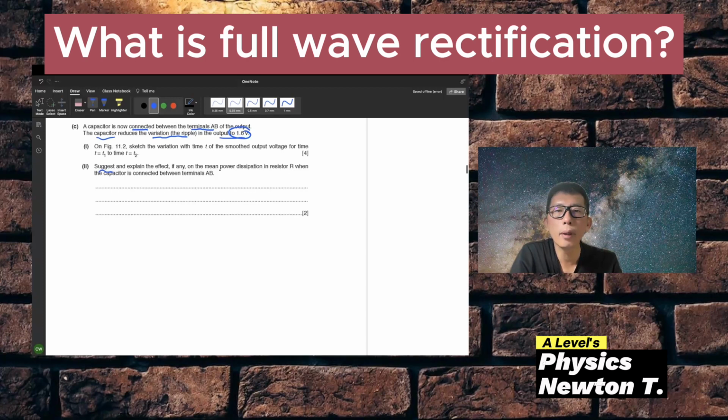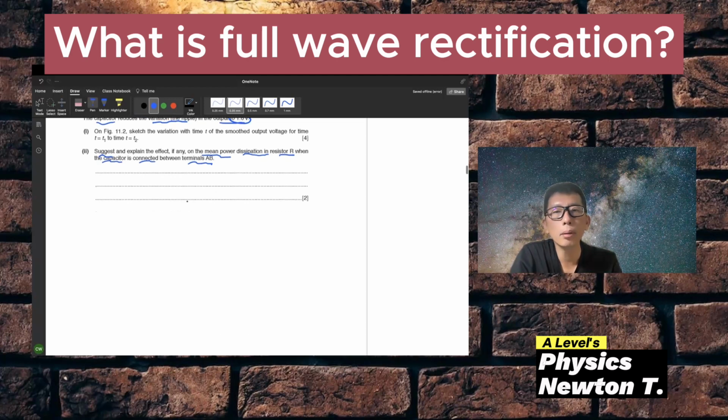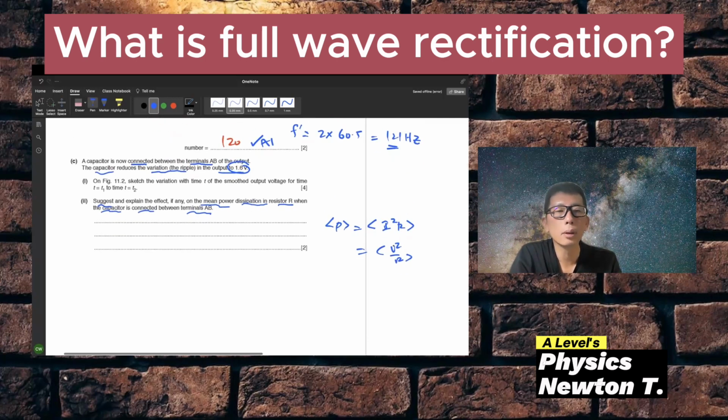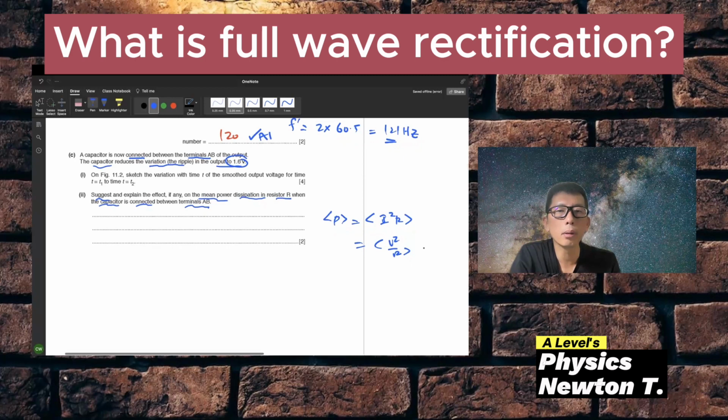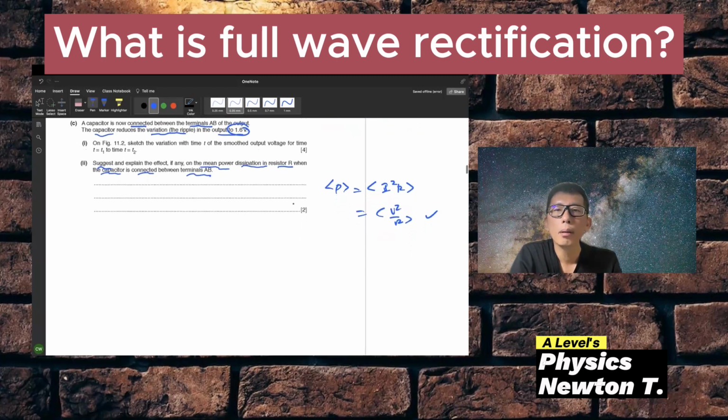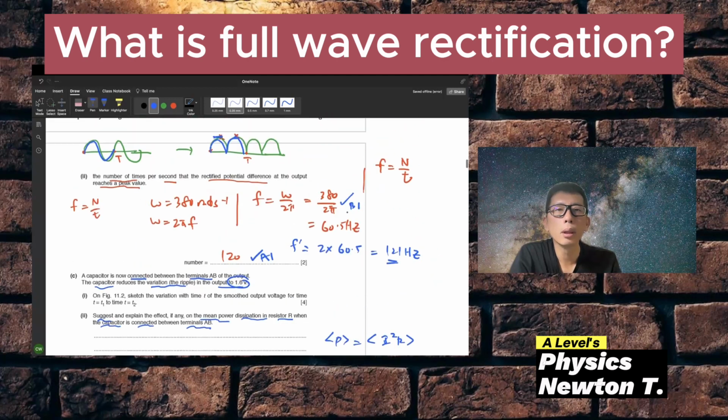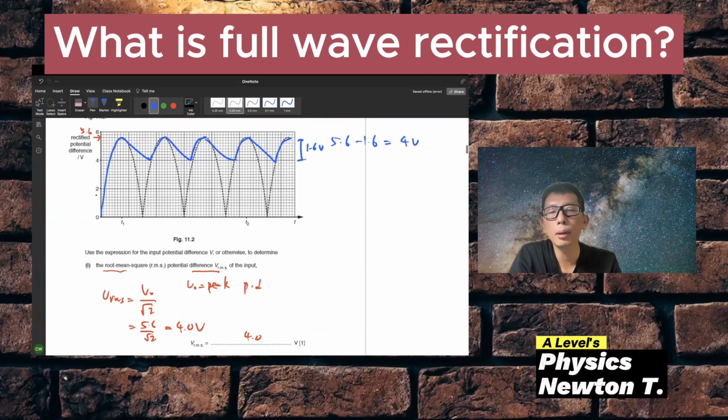Suggest and explain the effect, if any, on the mean power dissipated in the resistor R when the capacitor is connected between the terminals A and B. The mean power, we have to focus on mean power. Mean power is the mean value of, can be in this form or in this form. In this case, what we have is the changes in potential difference. So we have to explain by using this. Without the capacitor, it drops to 0. Every time the potential difference will rise from 0 to maximum, back to 0, and then like that.